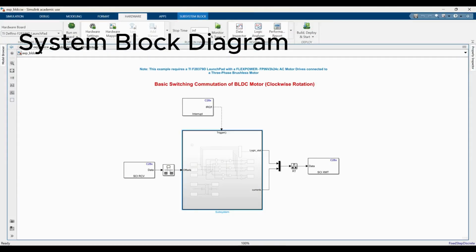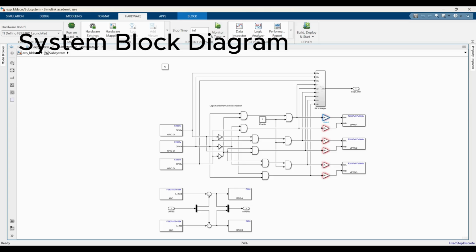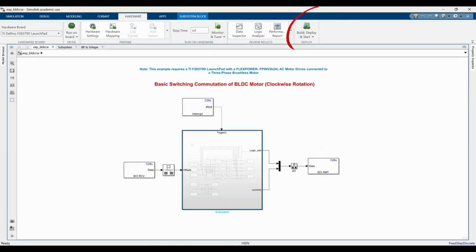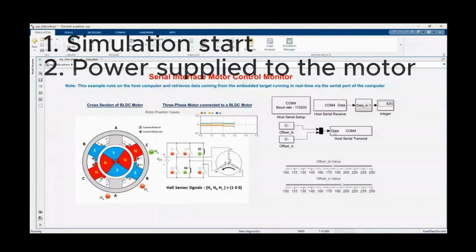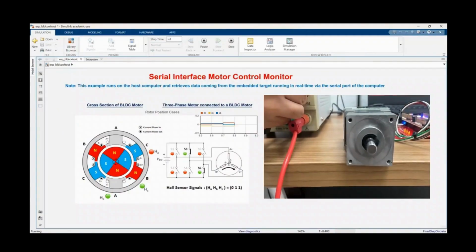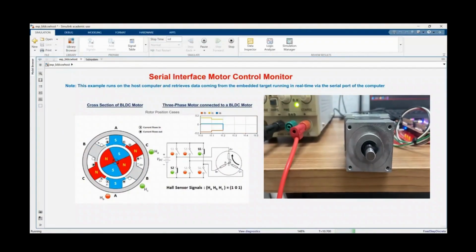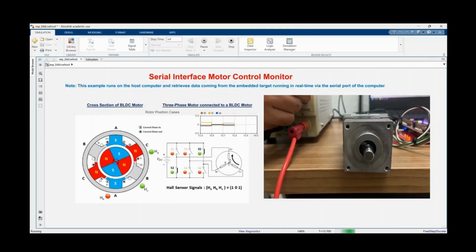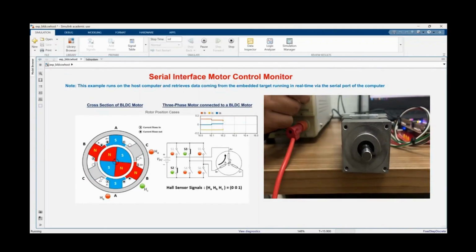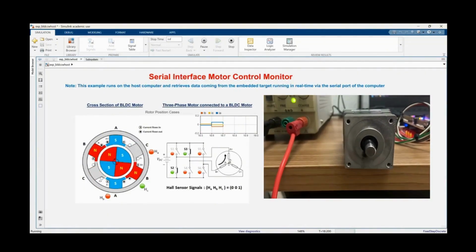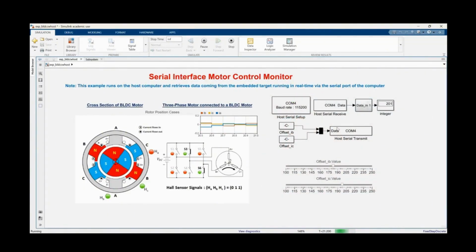Of course, we need to deploy the system block diagram corresponding to the hardware setup, installed in the controller. Then we can simulate the motor in the real world and monitor the motor condition through the dashboard. When the simulation is started and the motor is supplied with enough power, we can see the motor rotate in clockwise direction. Hall sensor, IGBTs, and permanent magnets on the rotor work interoperably to drive the motor in the clockwise direction. We can also view clearly the current flow in the armature part through the dashboard.